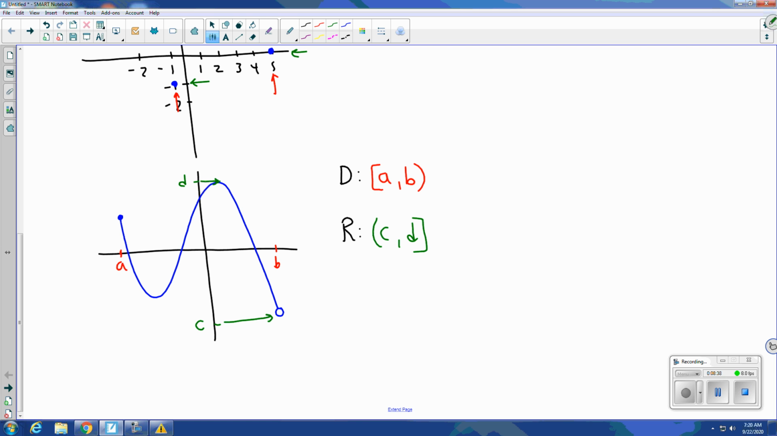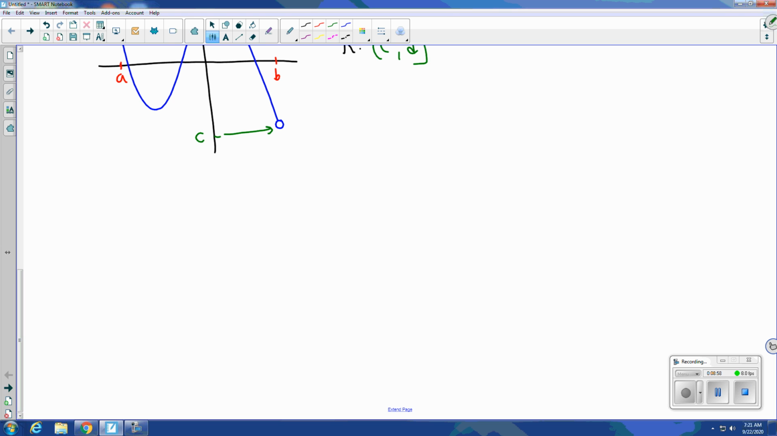Okay, so domain, all the valid inputs, that comes from the x-axis, so I'm seeking coverage of the x-axis. Range, all the corresponding outputs to those inputs, and you'll be able to identify that by looking at the coverage of the y-axis. Now let's look at a graph that would be unbounded, meaning it's going to extend forever in either one or both directions.